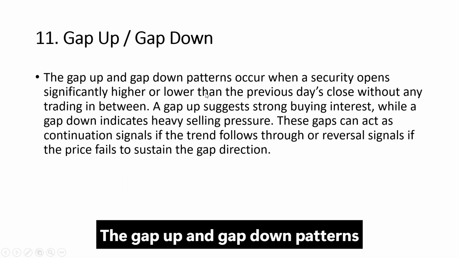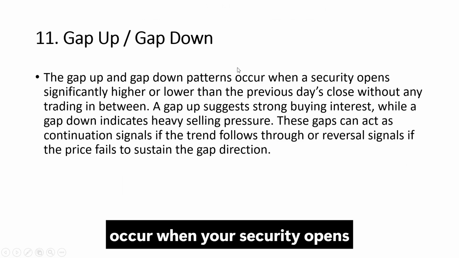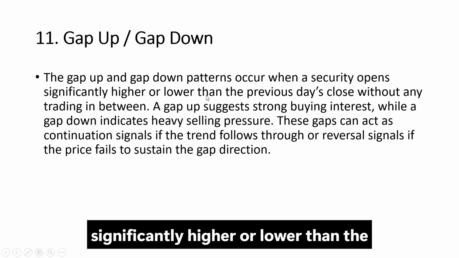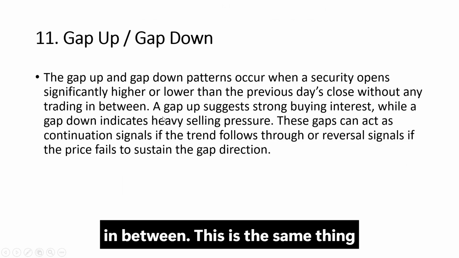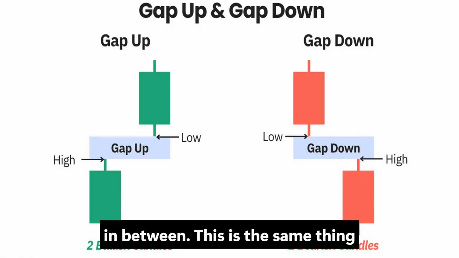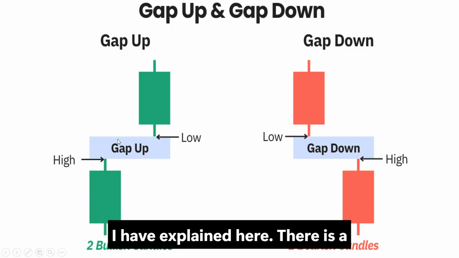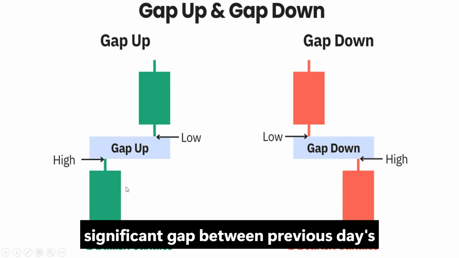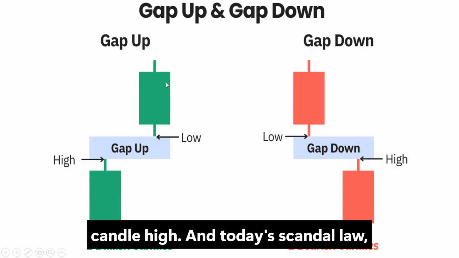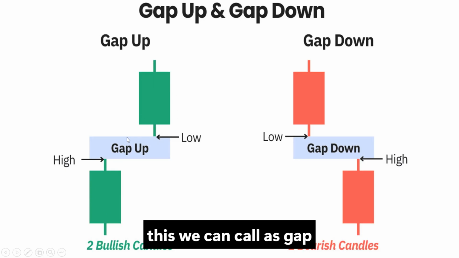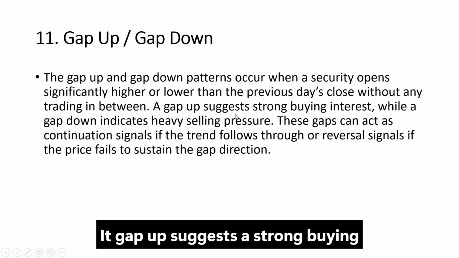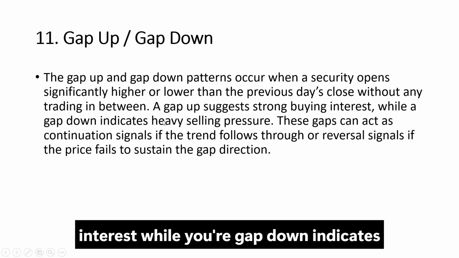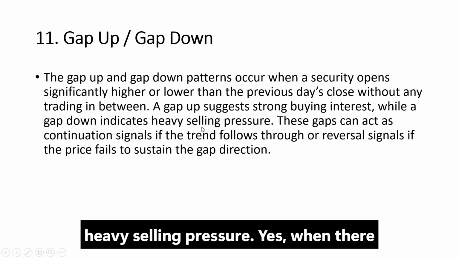The gap up and gap down patterns occur when a security opens significantly higher or lower than the previous day's close without any trading in between. This is the same thing I have explained here. There is a significant gap between previous day's candle high and today's candle low. This we can call gap up and gap down. A gap up suggests a strong buying interest, while a gap down indicates heavy selling pressure.